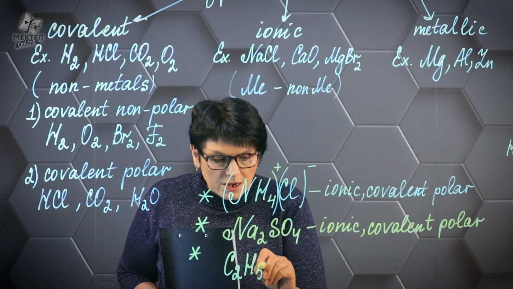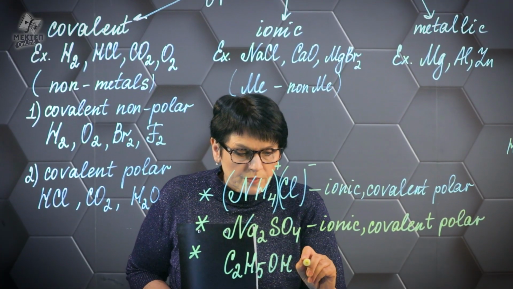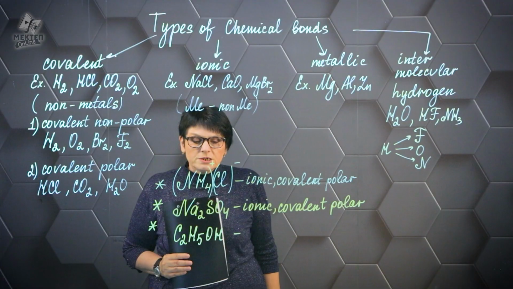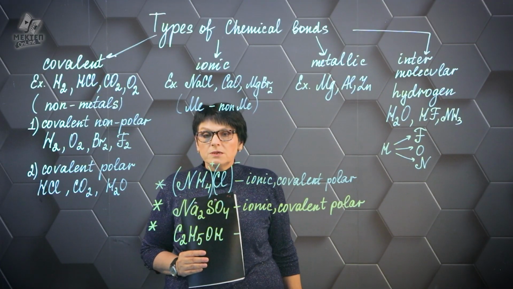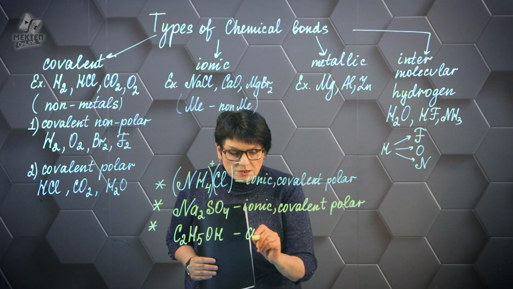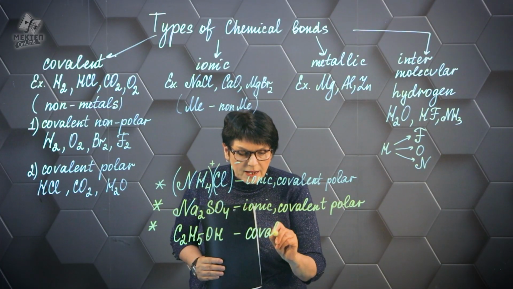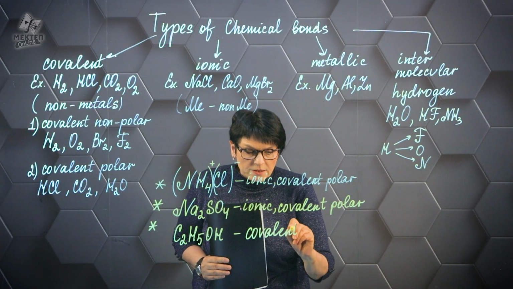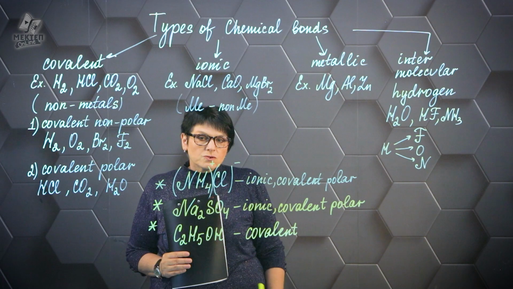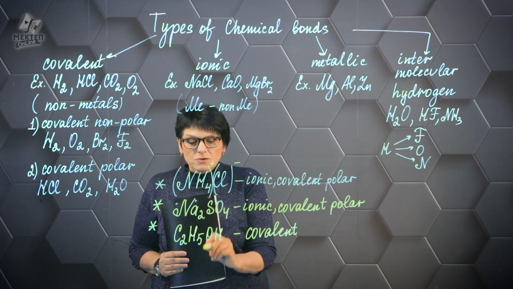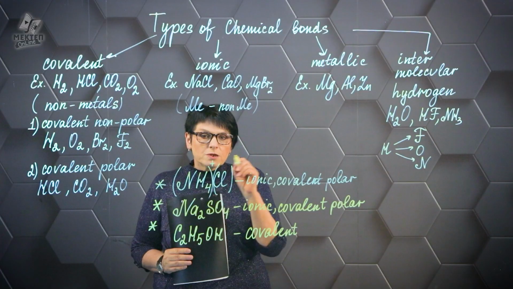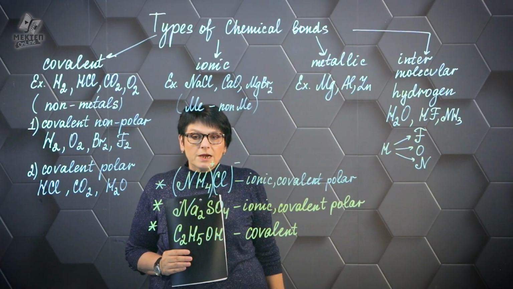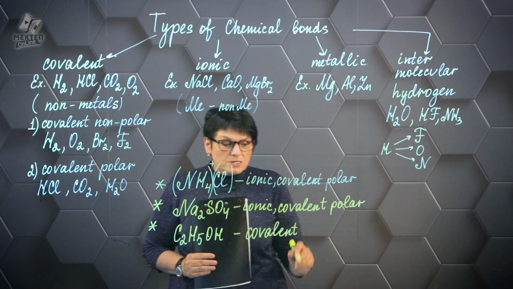Ethyl alcohol, C2H5OH. What kind of bonding exists here? From what we have, everything here is not metal. So the bonding here will certainly be covalent, but what kind of covalent bond is there? Well, firstly, in the ethyl alcohol molecule there's a carbon, and in organic chemistry, carbon to carbon is always a covalent bond.